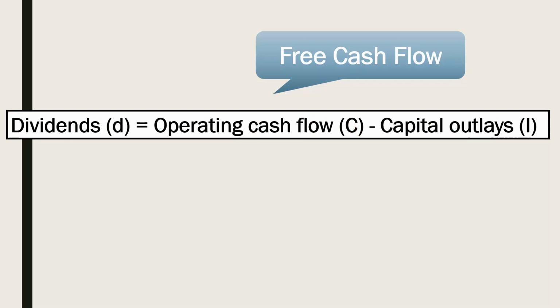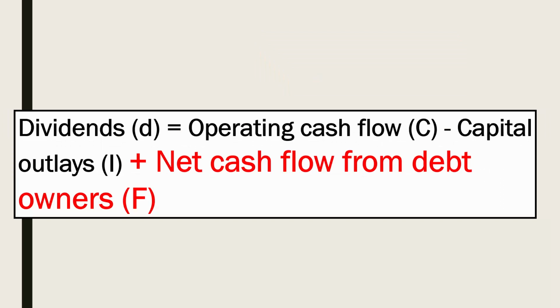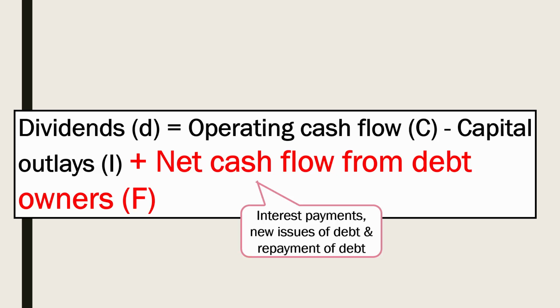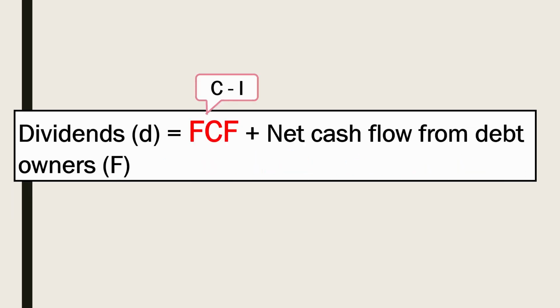If a firm had no debt or borrowings, dividends, that is the net cash flow between a firm and its equity investors, would simply equal a firm's free cash flow, that is, its operating cash flow less capital outlays. However, usually a firm does have some borrowings. Net cash flow to debt owners would include interest payments to and from a firm, as well as new issues of debt and repayment of debt by a firm. In this way, dividends will depend on a firm's free cash flow and on the level of net cash flow from debt owners. This is the source of dividends.